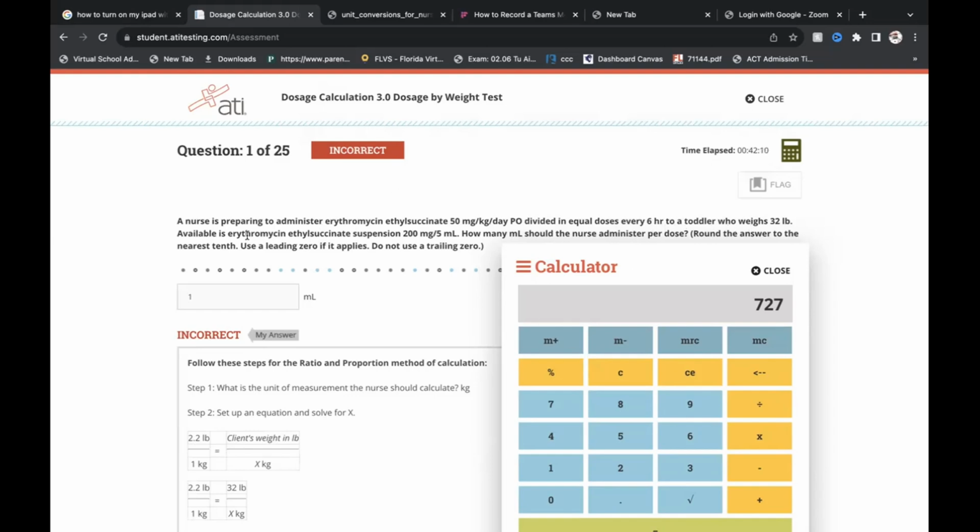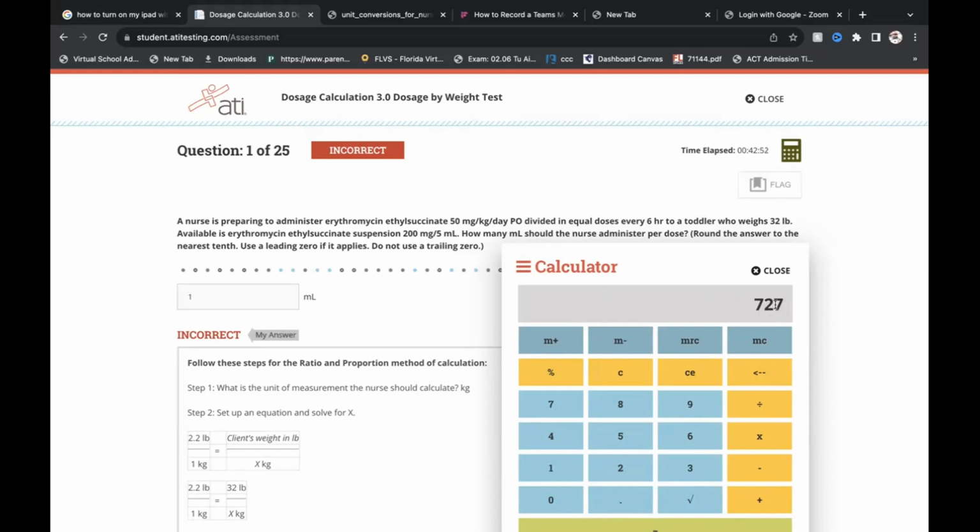But wait, we're not done yet. It says in this next sentence that the drug gets suspended in 200 milligrams per 5 milliliters, which means to make that simple, for every 200 milligrams that you're gonna need to give, every 200 milligrams need to be dissolved in 5 milliliters. So if we have 727, we need to find out how many 200 milligrams there are in 727 so that we can know how many 5 milliliters we need to have. So how many milliliters we need to have.